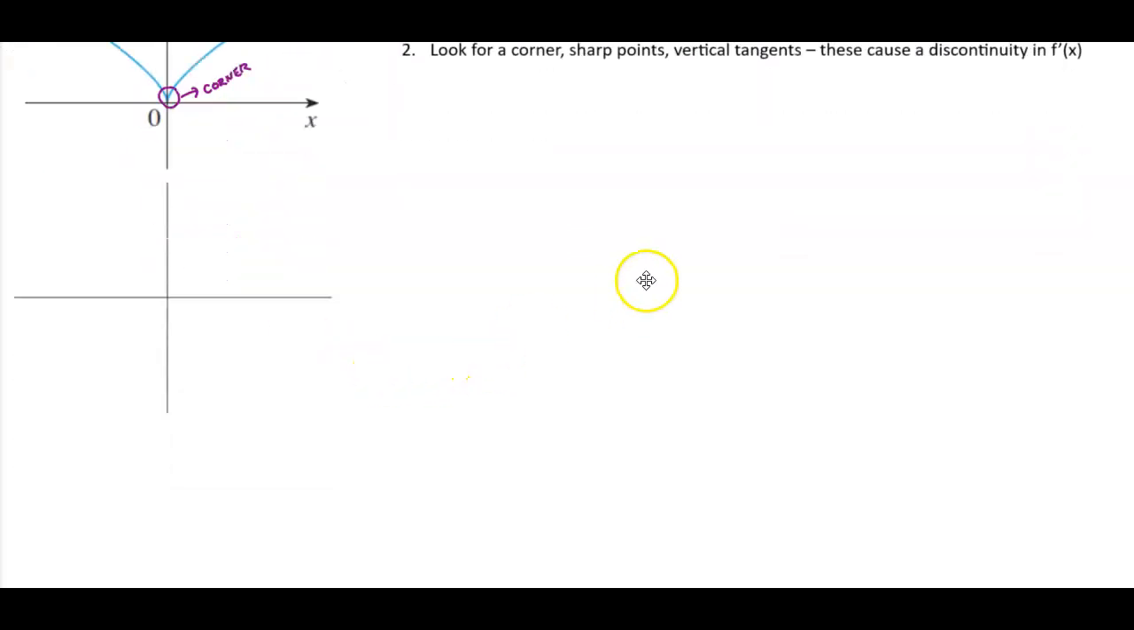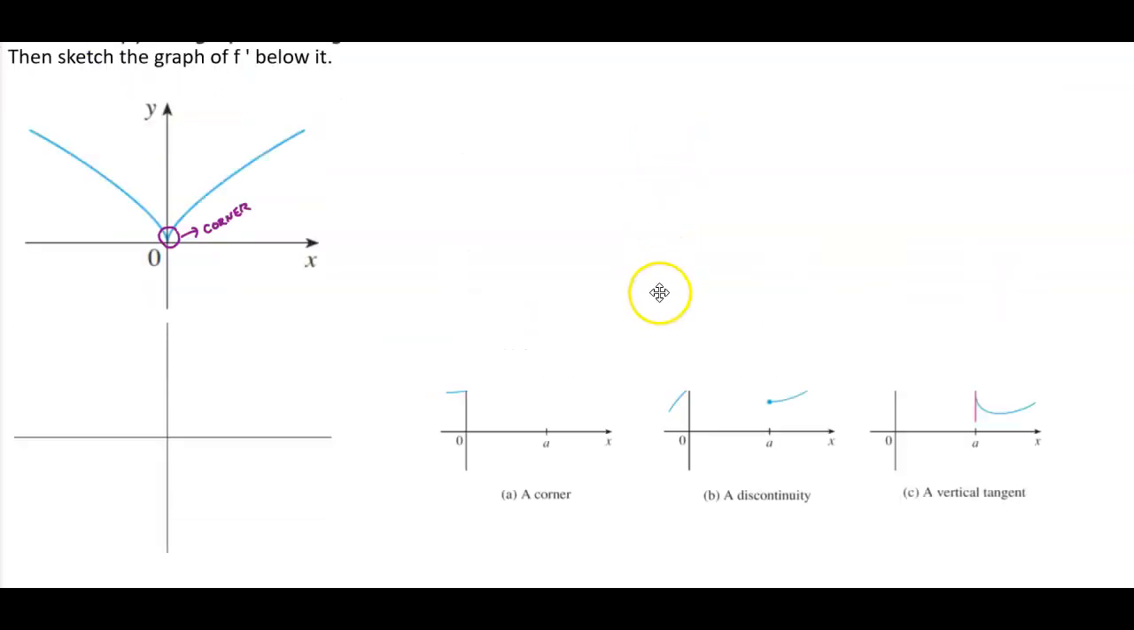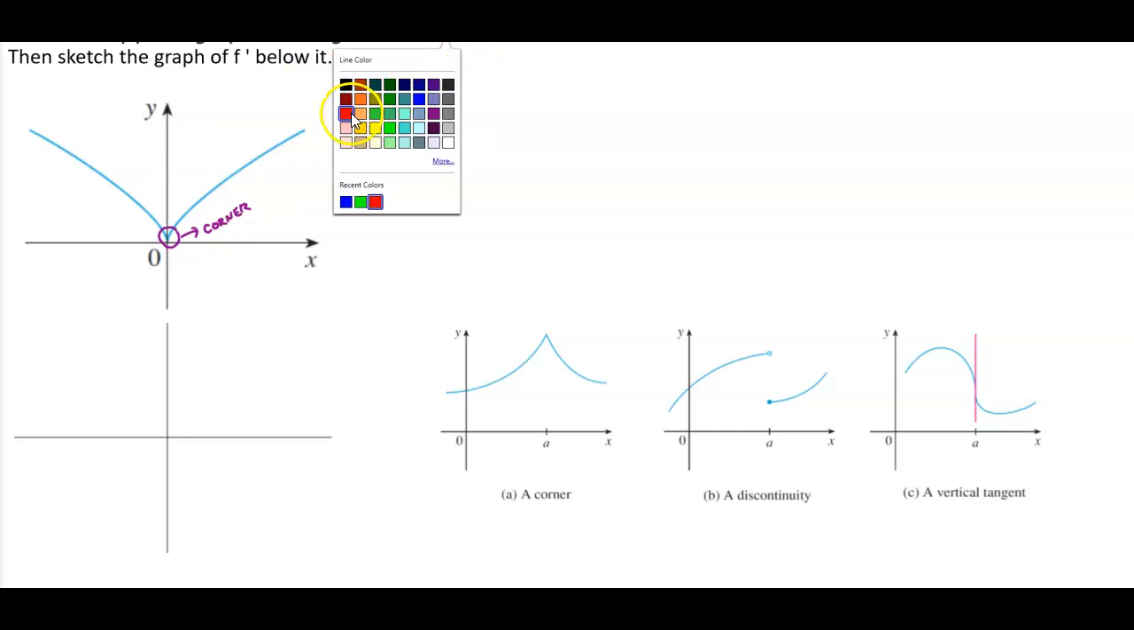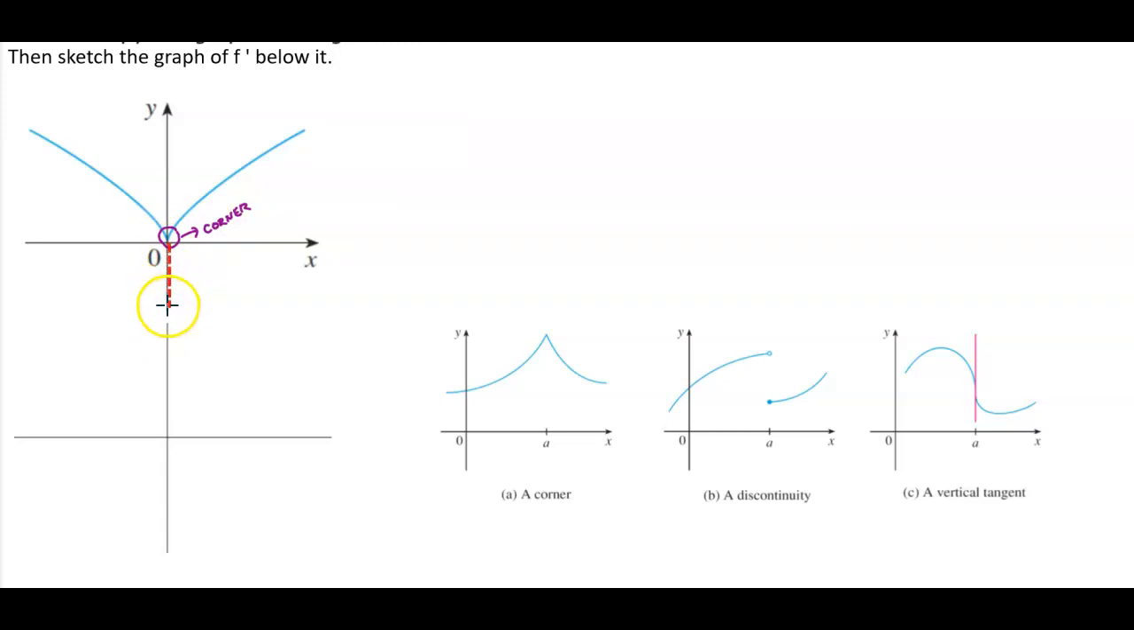Okay, now let's take a look at some graphs here that represent corners. So when we have a corner, this is what represents a corner. This is a discontinuity, and this is a vertical tangent. So this is similar to what we're looking at. When we have a corner at this point A, which is 0, that means we're going to have a discontinuity at 0. Let's go ahead and plot that. So because of this right here, this is going to give us a vertical asymptote. So let's go ahead, and this is our asymptote because that is where the corner is located.